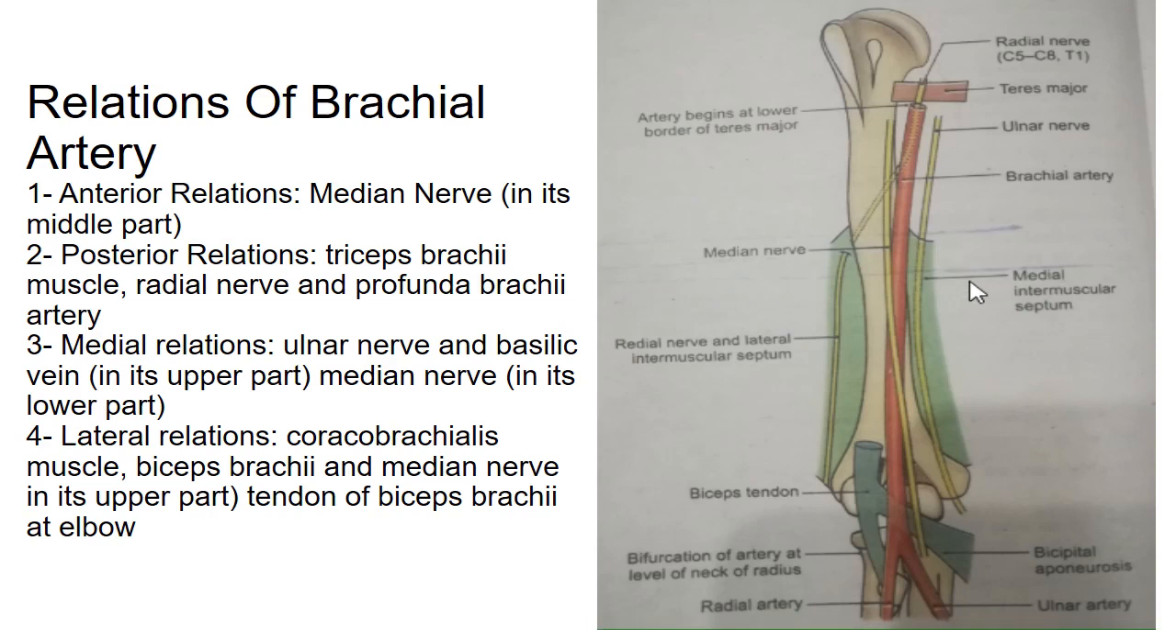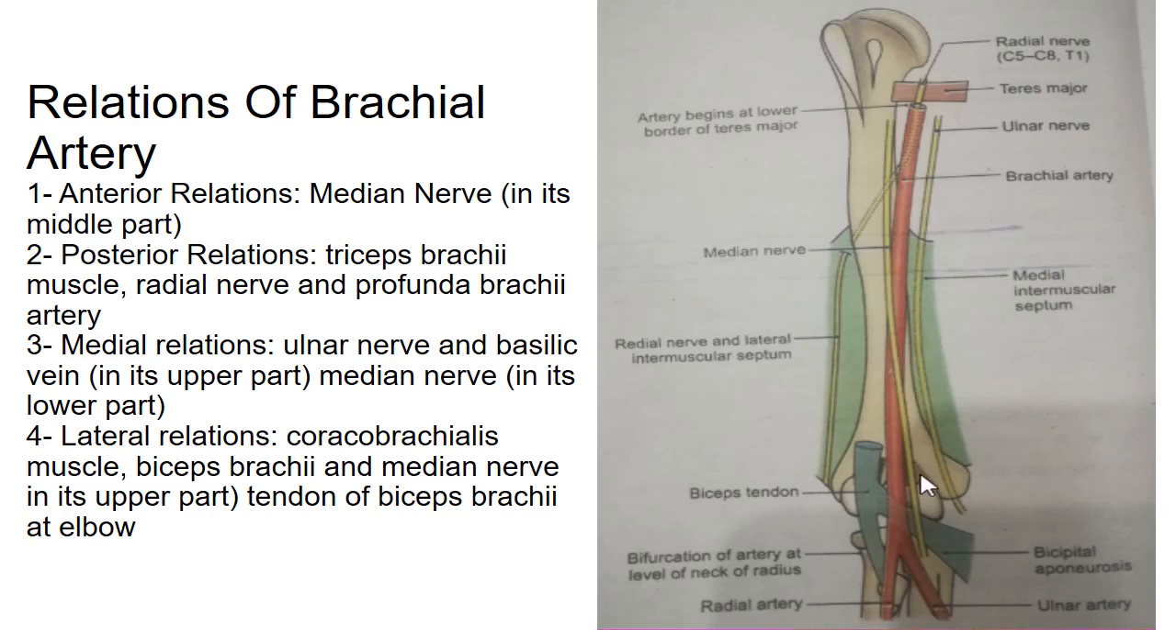Now talking about the medial relations of the artery, this one is the medial side of the artery. As you know, this is the head of humerus, which lies on the medial side of the arm. On the medial side, in the upper and lower part, we have the ulnar nerve throughout its extent. This one is the ulnar nerve, which lies on the medial side of the artery throughout its extent.